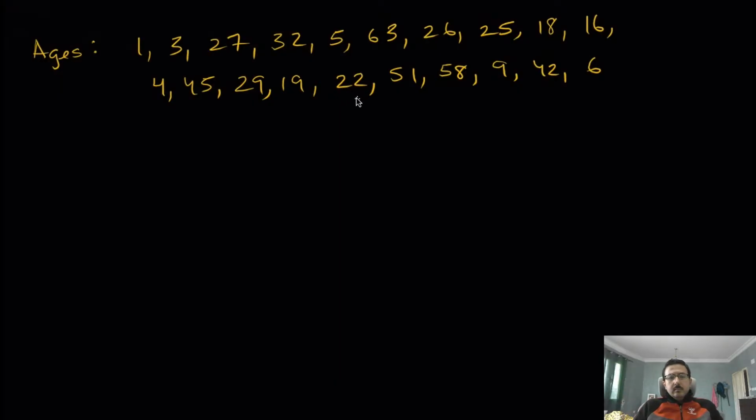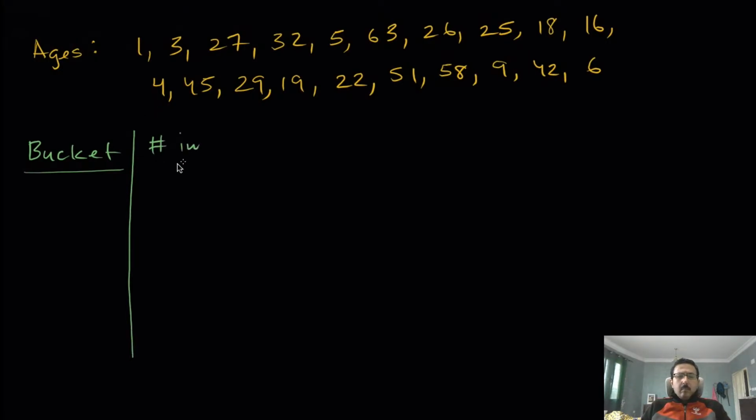Well, one way to think about it is to put these ages into different buckets, and then to think about how many people are there in each of those buckets, or sometimes someone might say how many in each of those bins. So let's do buckets or categories. Sometimes it's called a bin, but I like to think of it more as a bucket. The bucket, and then the number in the bucket.